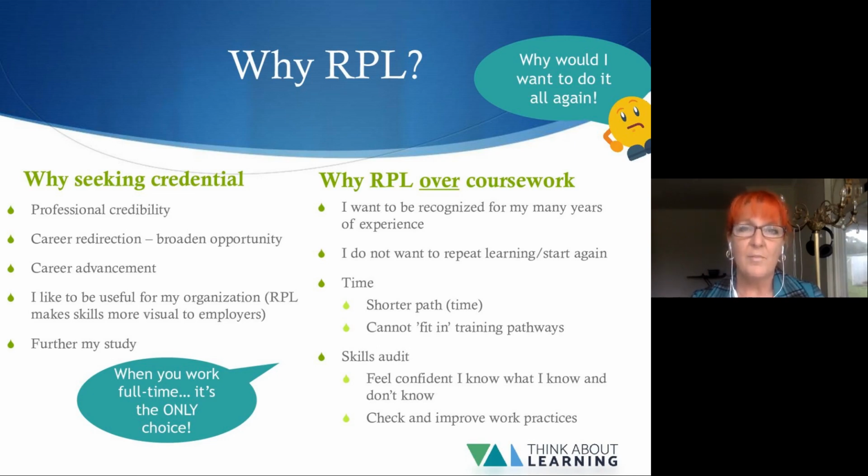But why RPL as the preferred route? People want to be recognised for their experience. It boils down to that. Also, they do not want to start again. Is this a time thing or the fact they don't want to sit in a classroom? I'm not sure. Possibly a bit of both.